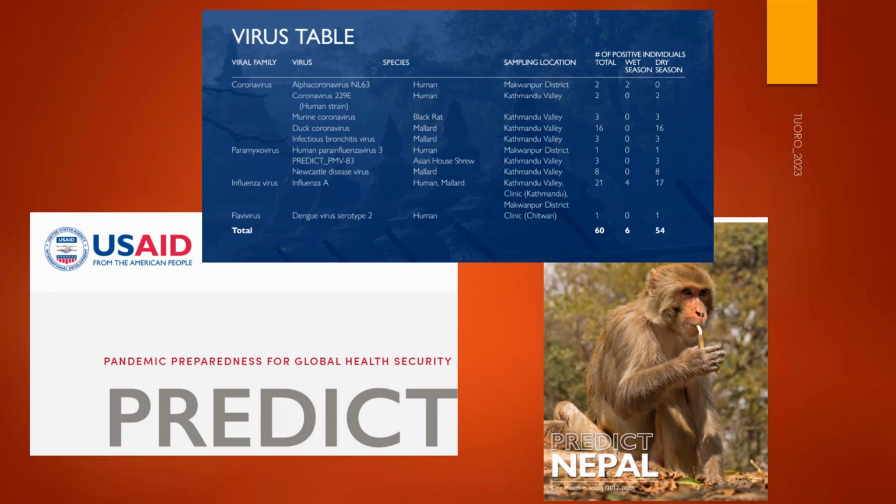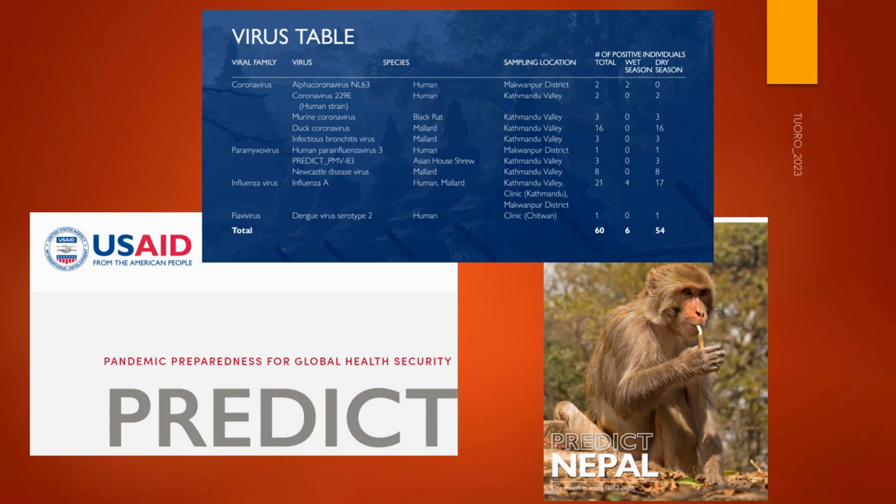We're doing surveillance of all of them. And we actually found some of these viruses. Look at this: human coronavirus, murine coronavirus, duck coronavirus. We found a parainfluenza virus, Newcastle disease virus, influenza A, dengue, and many others. This PREDICT is a surveillance program carried out by the US government. So the US government gives money to USAID.